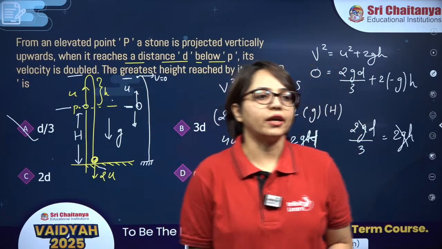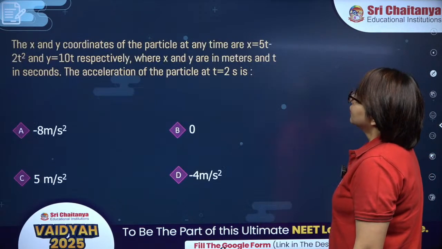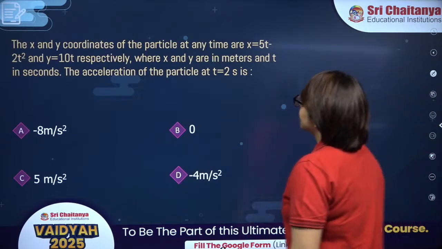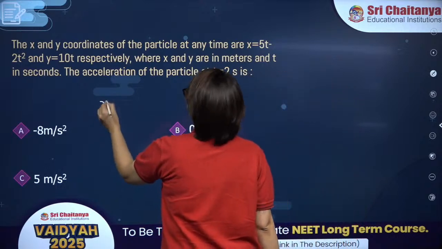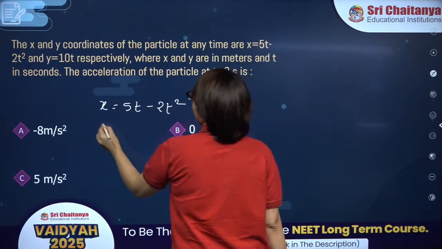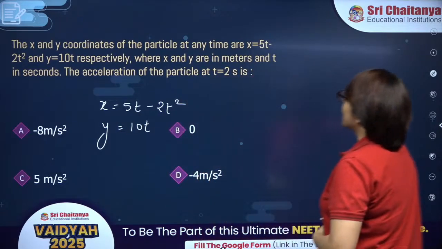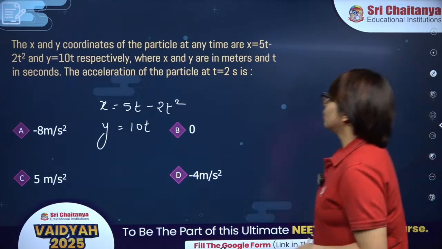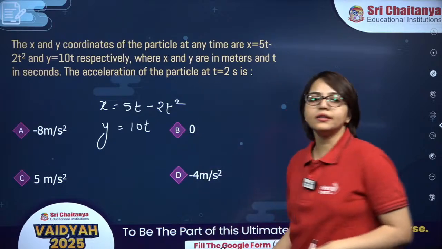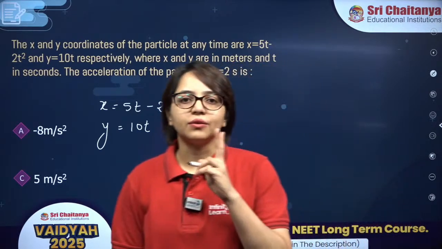Okay. Chaliye, one question from AC, 1 or 2. Let's try this one. X and y coordinates are 5t minus 2t square and 10t respectively, where x and y are in meters and t is in seconds. What is the acceleration of the particle at t is equal to 2 seconds?